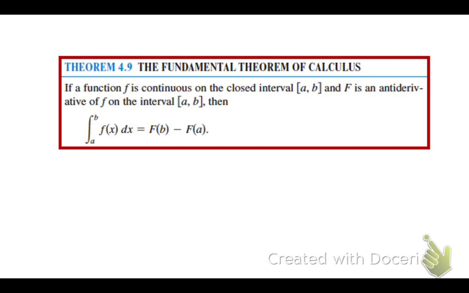So what that tells me is that I'm going to find the antiderivative, and I'm going to plug in b, which would be my upper limit, and subtract when I plug in a. That's what it is. Got it? Everyone good?